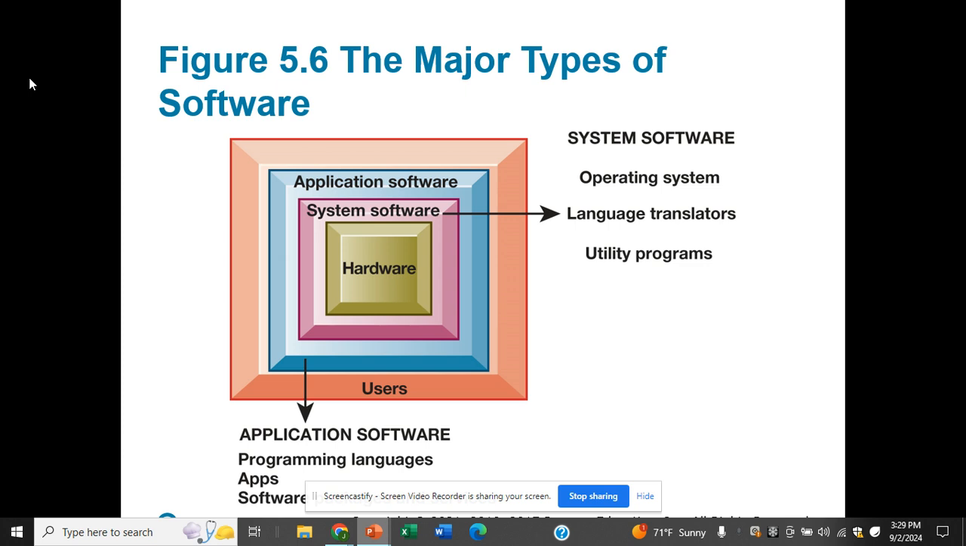The relationship between the system software, application software, and users can be illustrated by a series of nested boxes. System software, consisting of operating systems, language translators, and utility programs, controls access to the hardware. Application software, including programming languages and software packages, must work through the system software to operate. The user interacts primarily with the application software.